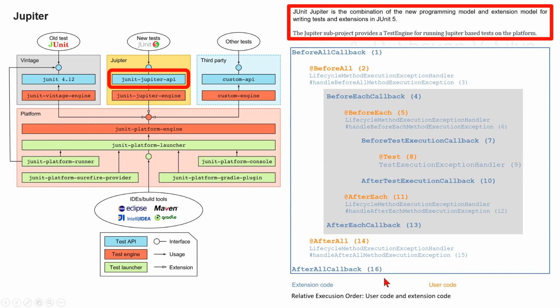Interface AfterAllCallback. AfterAllCallback defines the API for extensions that wish to provide additional behavior to test containers once after all tests in the container have been executed.